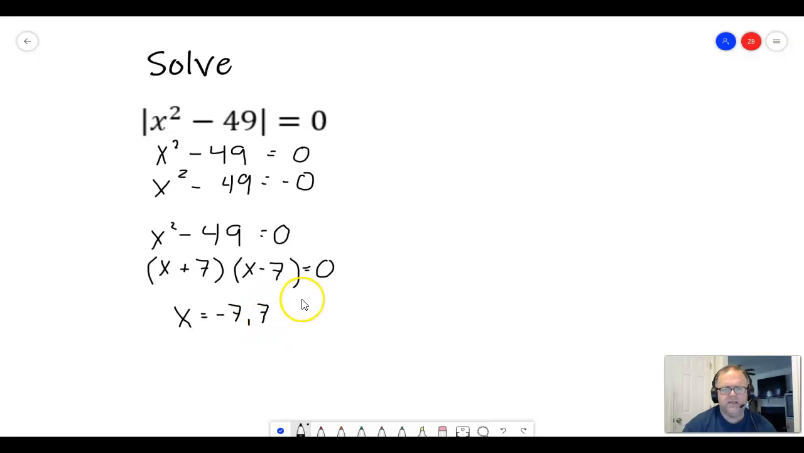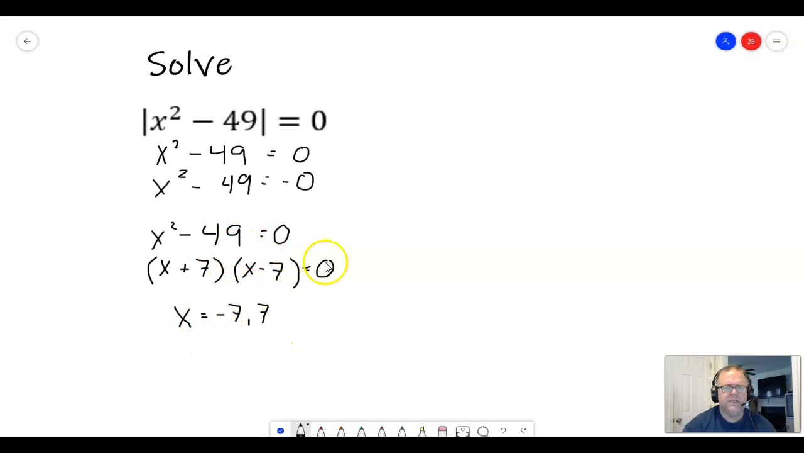Now there was an equally valid way to solve this. From this point here, I could have also added 49 to both sides and then taken the square root. And when you take the square root, you'll get plus or minus the square root of 49, which is plus 7 and minus 7. So I would have gotten the same answers. Maybe even slightly easier if I would have gone that method. But this is fine here.